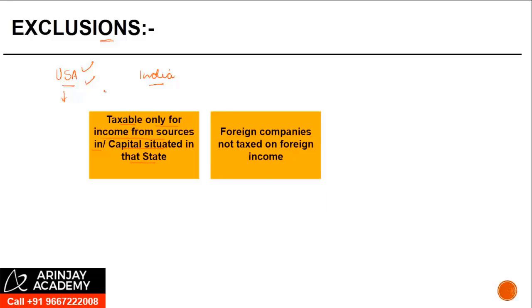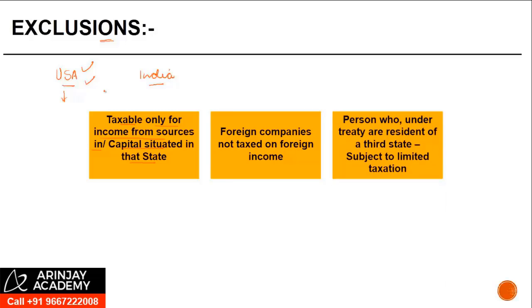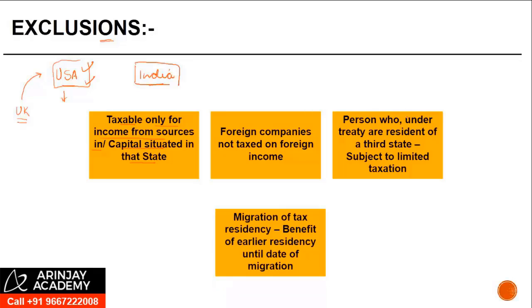Foreign companies which are not taxed on foreign income are generally not considered residents of those states. So let's say again, there's a foreign company which is UK based, and they derive some income from the US, right? And they are not taxed in the US on their foreign income, then for India-US treaty purposes, they will not be considered a resident. Persons who under the treaty are residents of a third state, right? Obviously, they will not be considered residents.